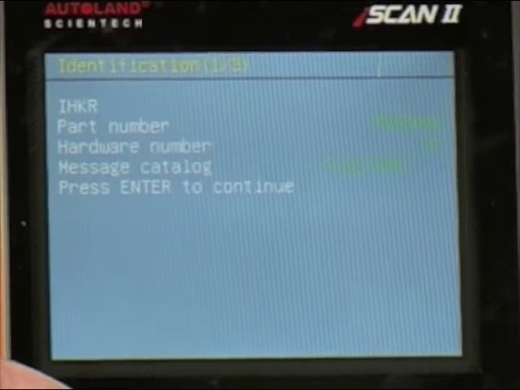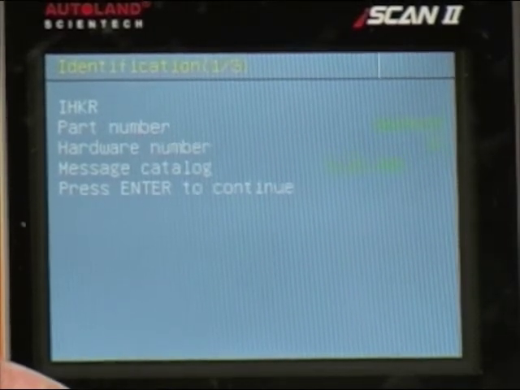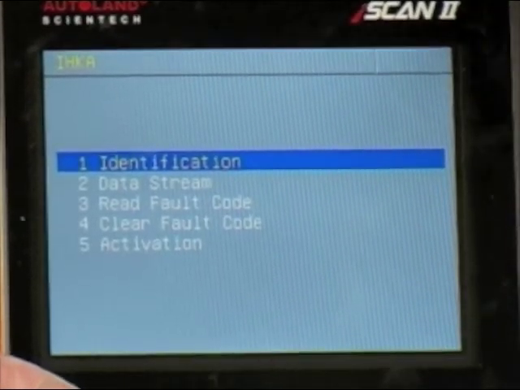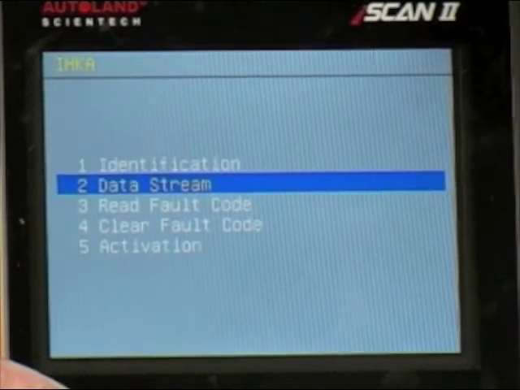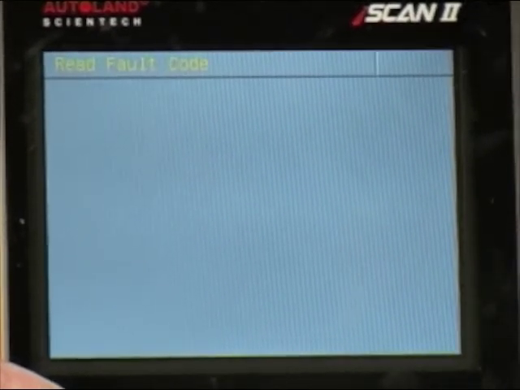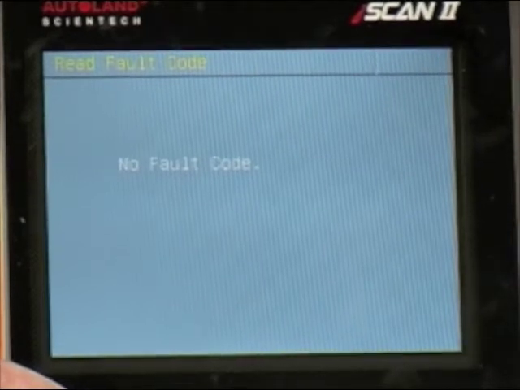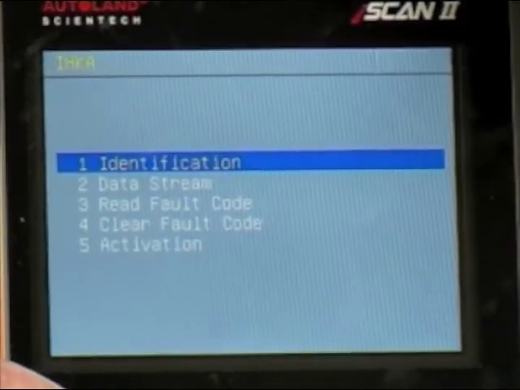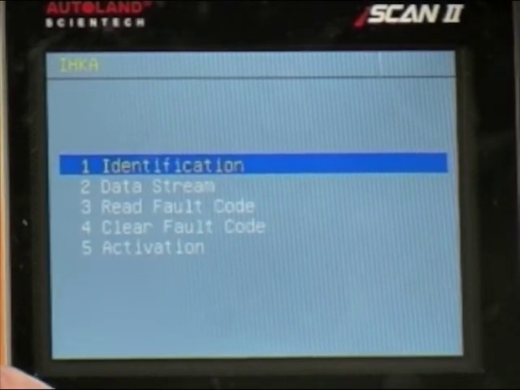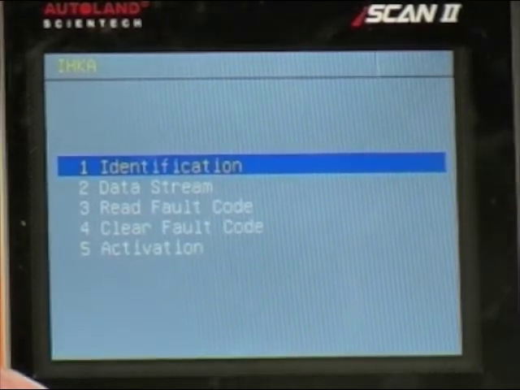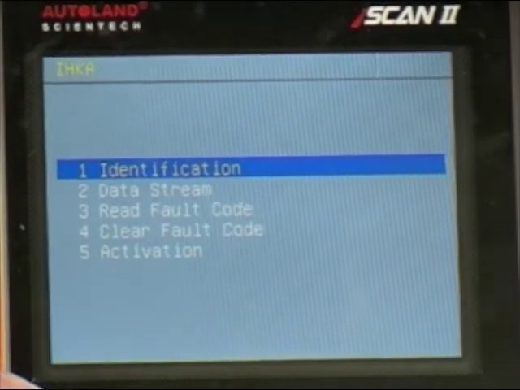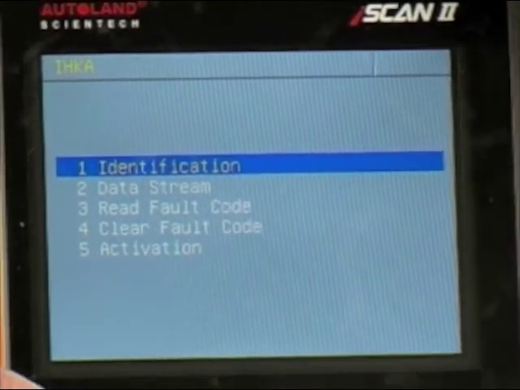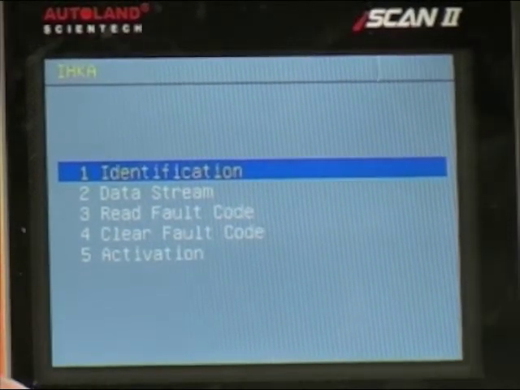Okay, we've now accessed the climate control ECU. So the first thing we're going to have a look at is to see if there is any fault codes logged, and there is none. So that should mean the system will operate as normal, but we know it's not operating as normal, so what we'll need to do then is look at the live data, or the data stream, with the air conditioning system functioning.